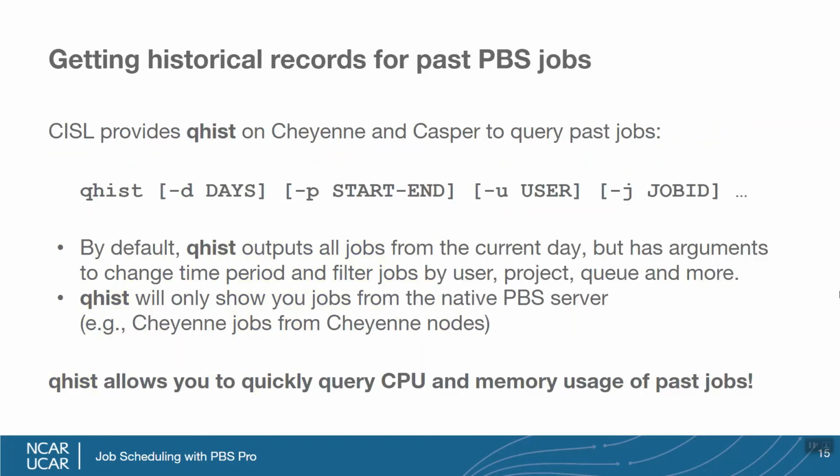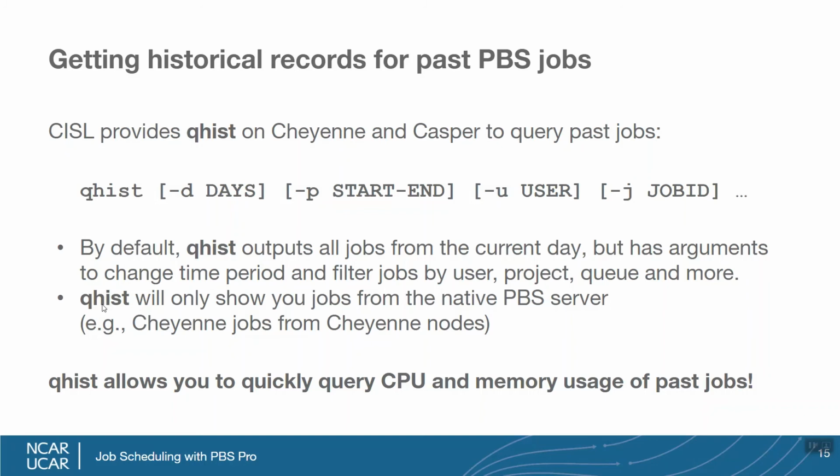That's just something to be aware of in terms of syntax. Now, again, in terms of getting historical records, you can use the qhist command. This is something that we provide by default. Qhist will give you all of the jobs from the current day, all the finished jobs. But there are plenty of arguments to change the time period and filter jobs by various criteria. So I could say, look through the past 5 days of records and give me all of my jobs. Or I could say, look from a start and end period given by dates, and look for a particular job ID during that period.